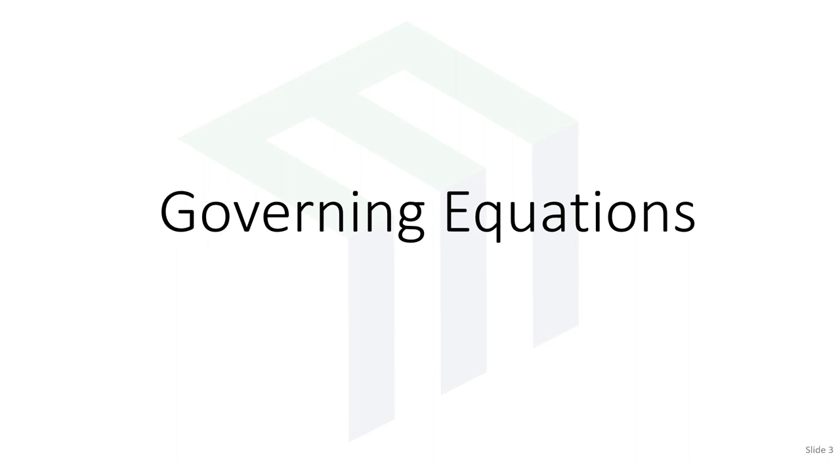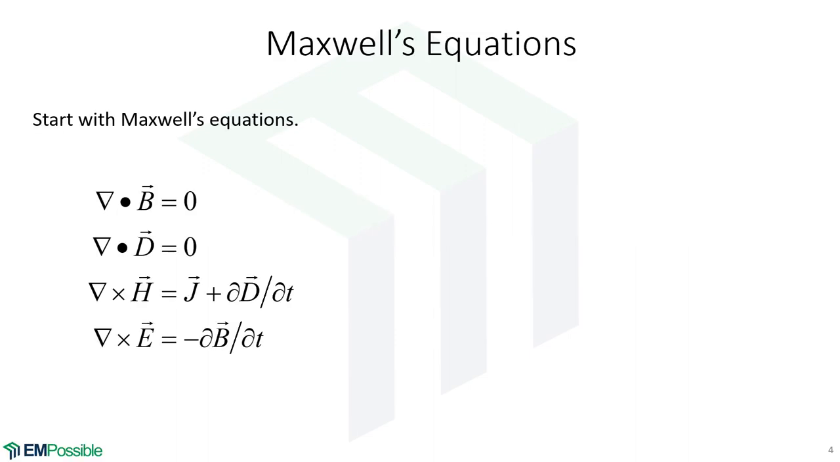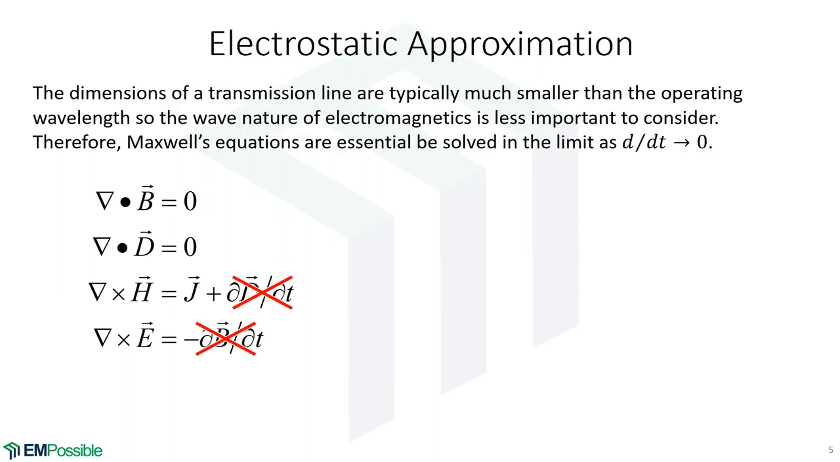Governing equations. So of course, we always have to start off with Maxwell's equations. We have four of them. We have our two divergence equations, and we also have our two curl equations. Now, transmission lines are usually much smaller than the wavelength. And so the voltage along the line, the current along the line, at least at the scale of the transmission line, does not change that quickly. And in fact, we can make an electrostatic approximation and analyze that electrostatically.